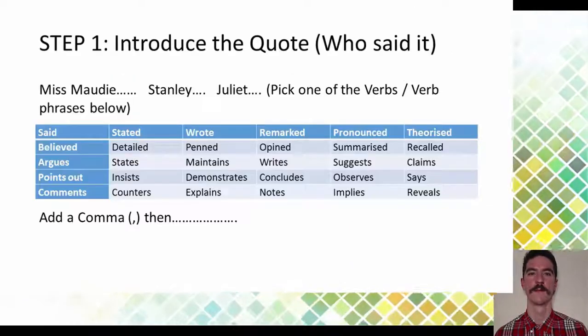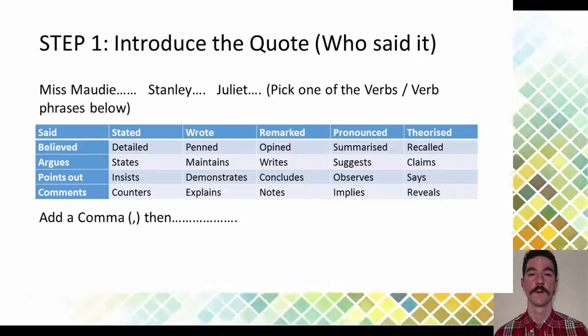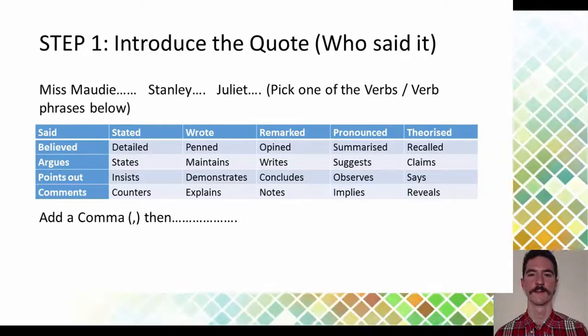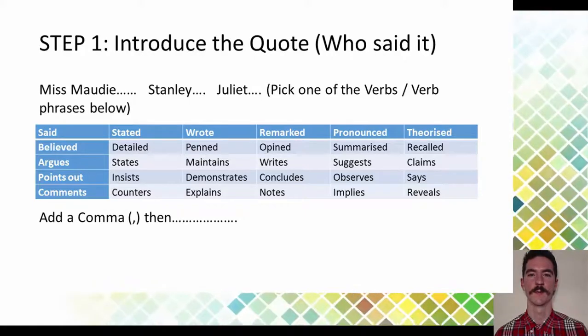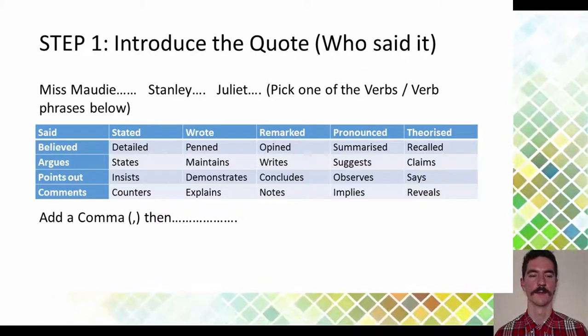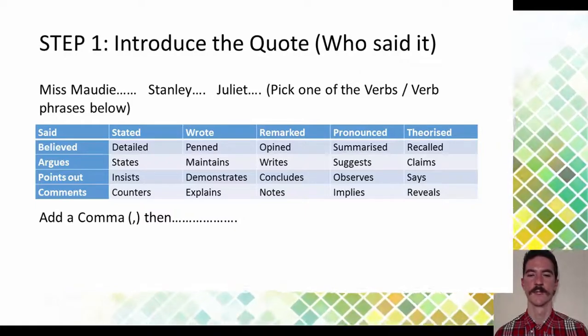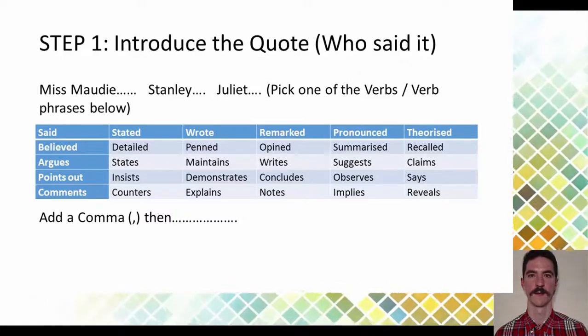Okay, so there are 4 easy steps. Step 1, introduce the quote. Who said it? Was it Miss Morty? Was it Stanley? Was it Juliet? And then pick one of the verbs below. For example, Miss Morty states, Stanley demonstrates, Juliet implies, then you add a comma.